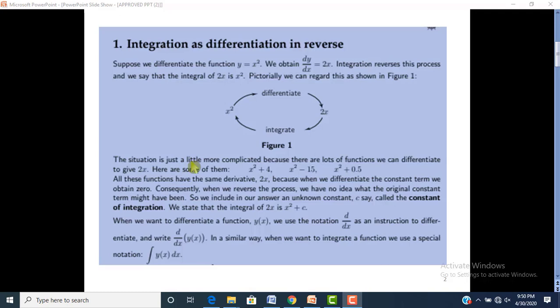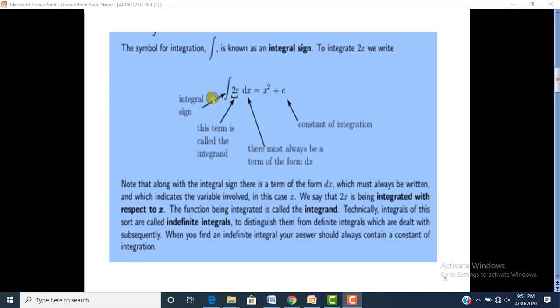Simply, if we apply the basic concepts of integration, for integration we use the symbol distorted s. This distorted s which my cursor is showing is known as the integral sign. For example, to integrate 2x, how can we write? Then we can write integral sign 2x dx is equal to x square plus c.